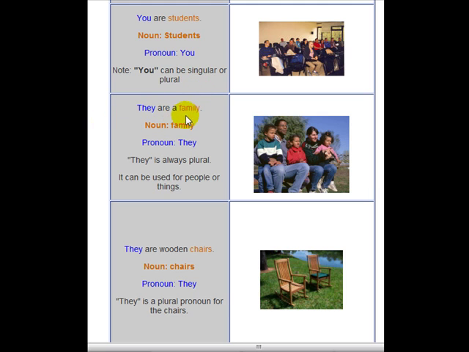They are a family. The noun is family. Family represents a group of people and is given the name family. And the pronoun is they. They are wooden chairs. The noun is chairs. The pronoun is they. They is a plural pronoun for the chairs.